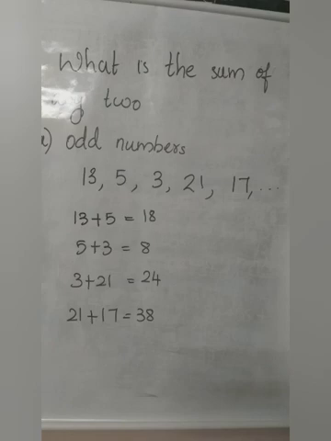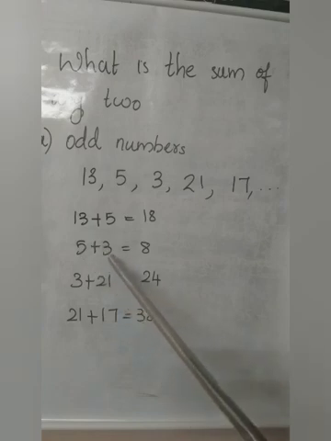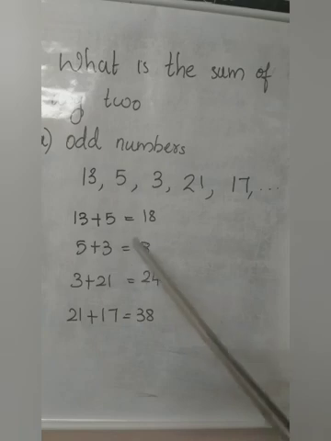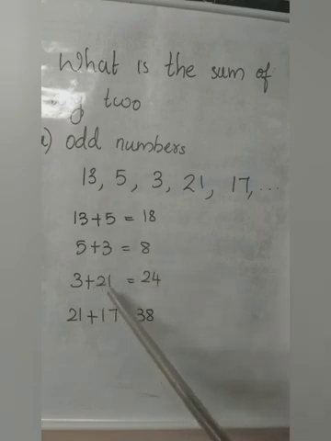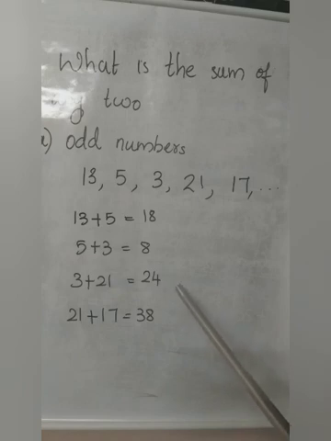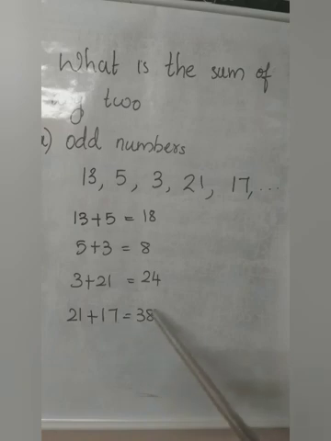Let us check the next case also. 5 and 3. Are they odd numbers? But what sum are we getting? 5 plus 3 is 8. Again, is 8 an odd number? No, it is an even number. 3 plus 21: 3 and 21 are odd, but the sum 24 is even. 21 and 17 are odd, but the answer 38 is even.